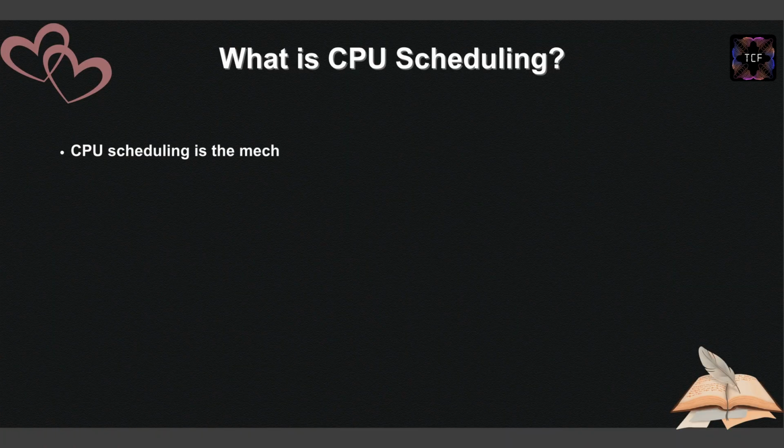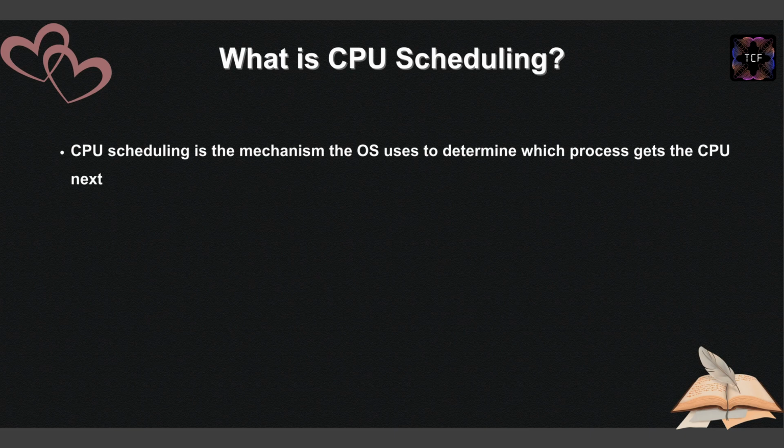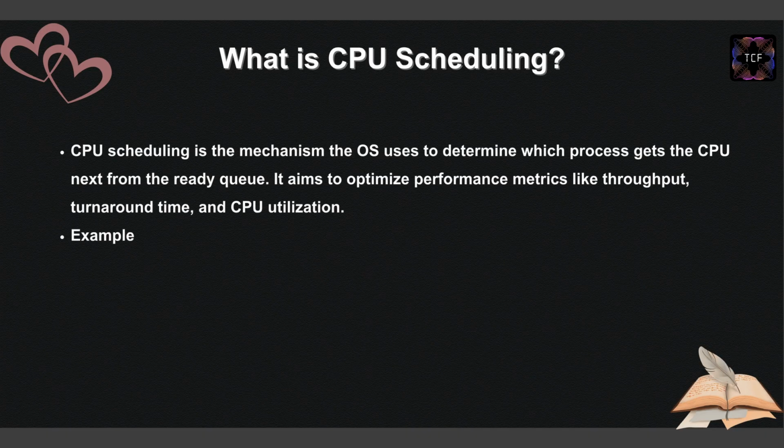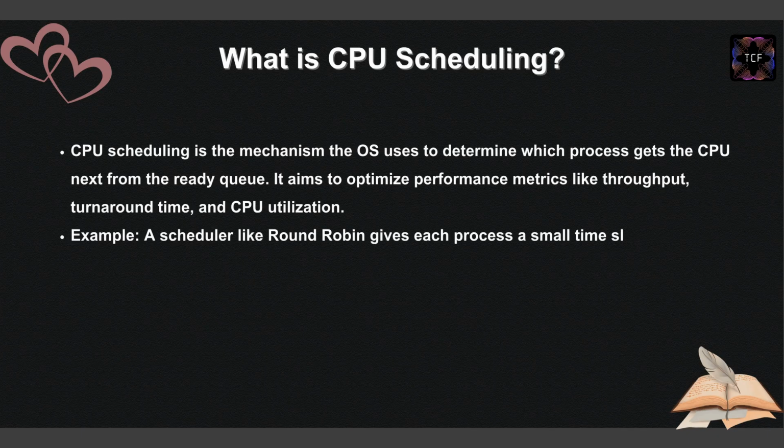What is CPU scheduling? CPU scheduling is the mechanism the OS uses to determine which process gets the CPU next from the ready queue. It aims to optimize performance metrics like throughput, turnaround time, and CPU utilization. Example: a scheduler like round robin gives each process a small time slot in a cyclic manner.